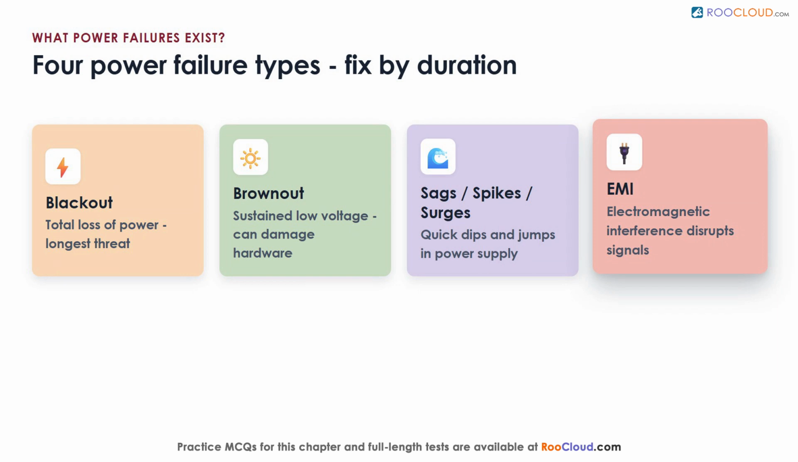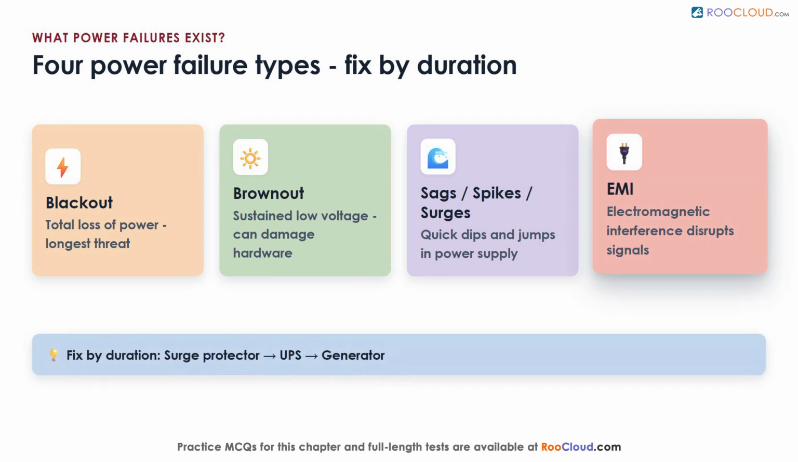How you respond depends on how long the interruption lasts. For very short blips, use surge protectors. For interruptions up to about half an hour, use an uninterruptible power supply. For longer outages, you need a backup generator.